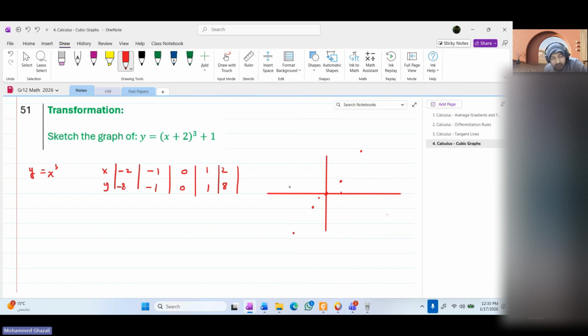Can you see? When the value is half, remember this is 1 and that's 2. So what happens when the value of x is half? Half cubed is 1/8, so you're going to get an answer which is very tiny here. And what if the value is -half? So you can see how the graph turns.